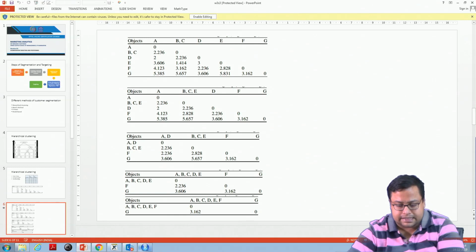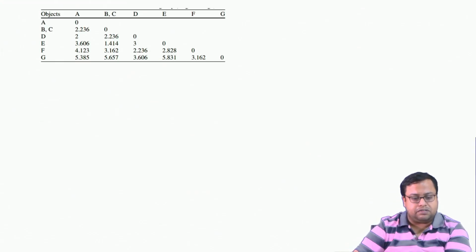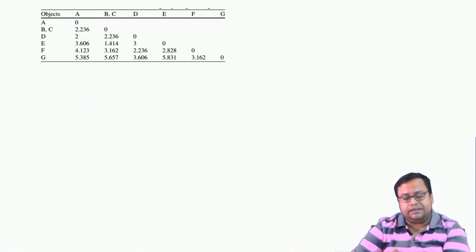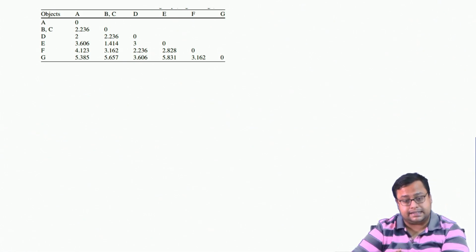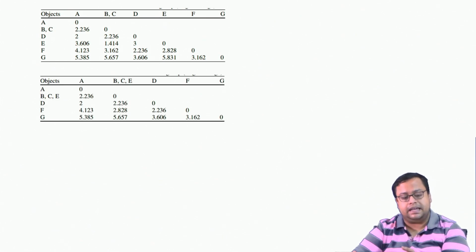So, you find the distance, and then the next distance, which one is lowest? The lowest is BC with E. Here I think they have not taken the average, they have taken the single linkage, which is the lowest distance. So, BC and E is still 1.414. Then if I join them, it becomes A. So, right now how many segments do you have? 5 segments. I can still join.